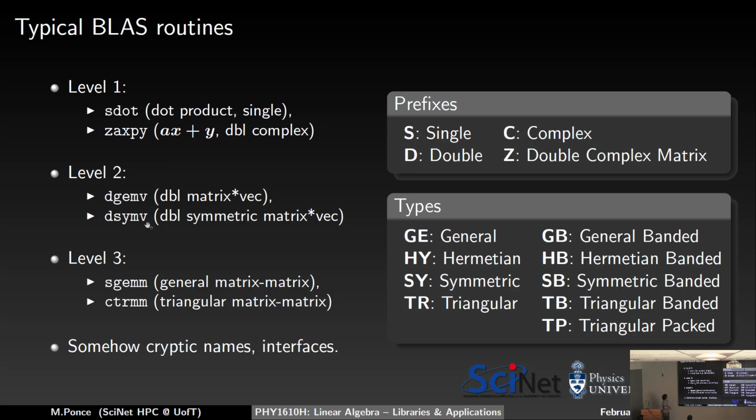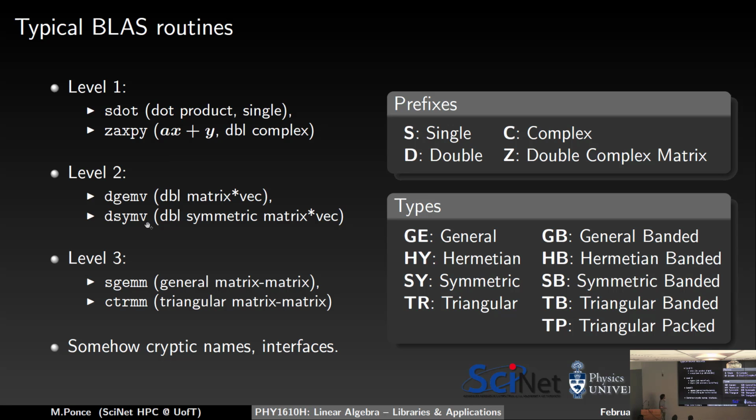Okay. The final level, level 3, stands for matrix-matrix operations. So we start with a scalar, vector, vector-matrix, and matrix-matrix. That's level 3. And again, the nomenclature is kind of the same. So you have a single general matrix-matrix multiplication or a complex triangular matrix-matrix multiplication. Those prefixes of those names are going to specify the routine, but also have information about the type or the structure of the matrix that we want to use.